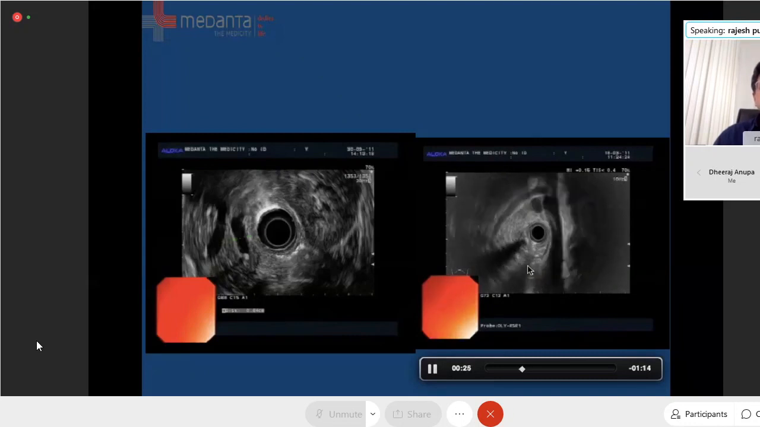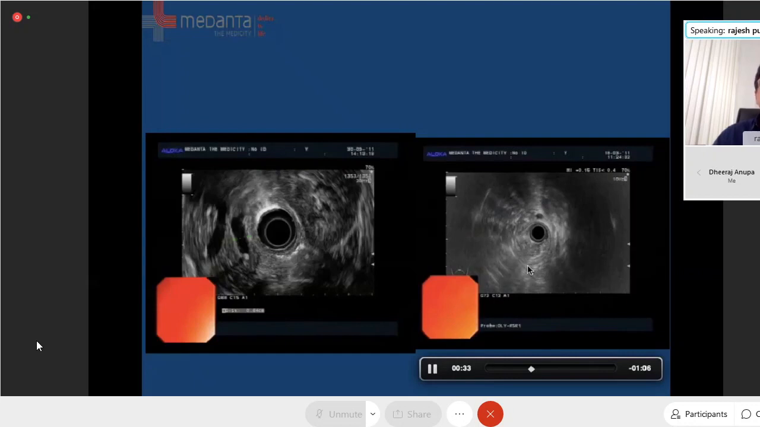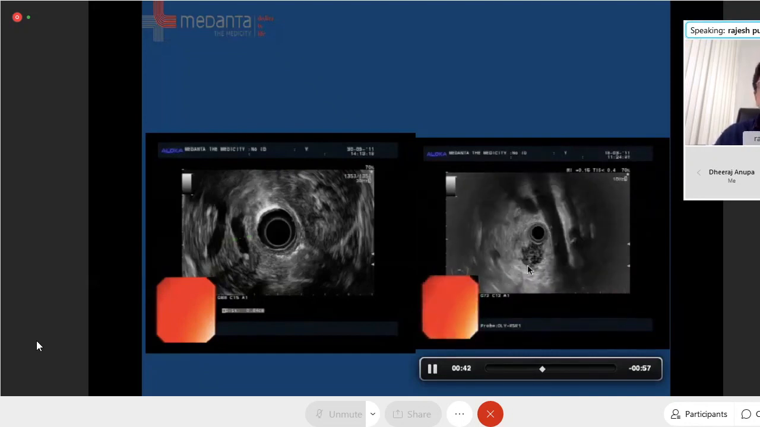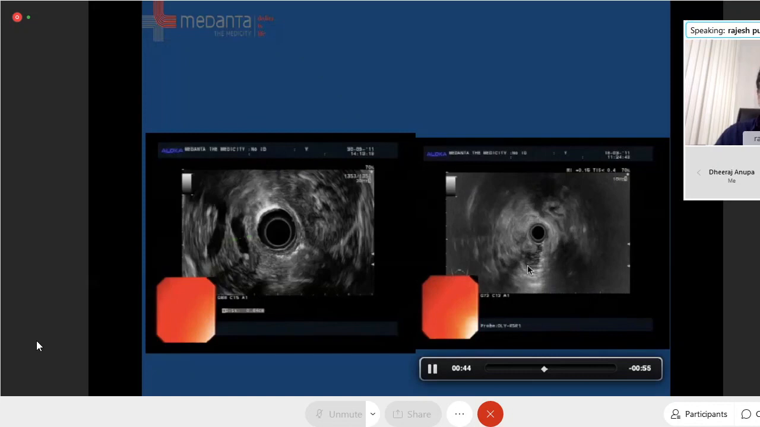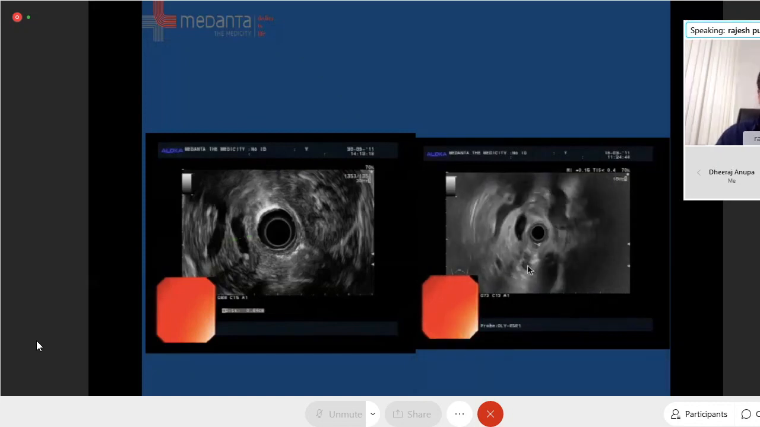MRCP is not available, the patient is claustrophobic, the patient is on a pacemaker, or the patient is tachypneic. The advantage is the same sedation, the same setting, the same environment, and if possible, you don't charge for EUS and you can subject the patient to ERCP. I think EUS scores over the MRCP for the smaller stones.